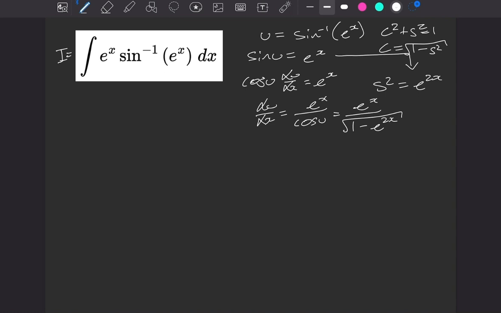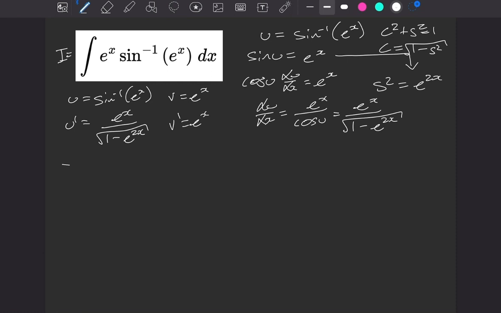We've done this because we're going to do integration by parts. The thing to differentiate we'll have as the inverse sine of e to the x. And we now know that when we differentiate this, we're going to get e to the x divided by the square root of 1 minus e to the 2x. To integrate, we'll have e to the x, and integrating that will give us again e to the x.